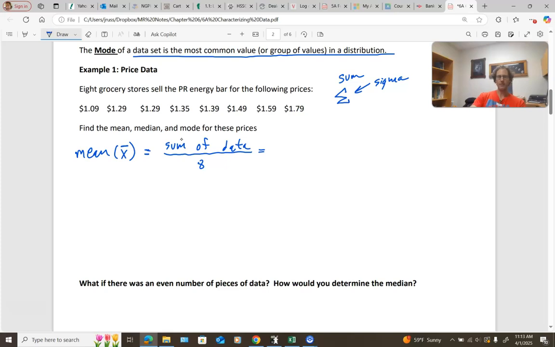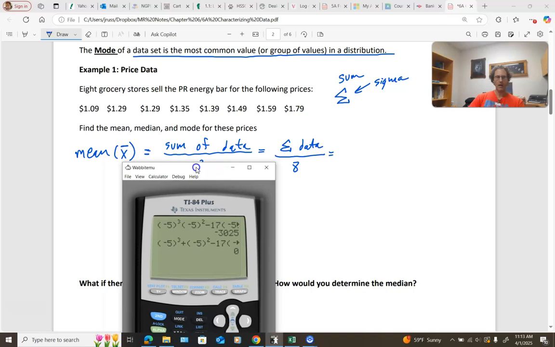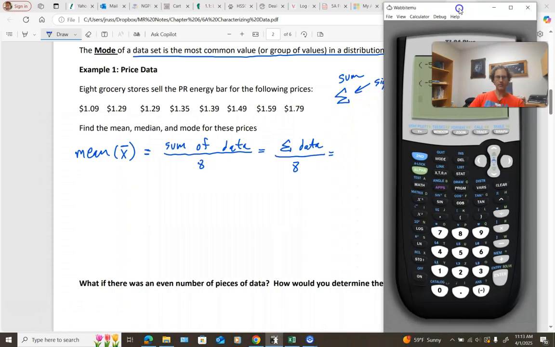Okay, so sometimes you could see it written like this: the letter sigma and then the word data. What this means is the sum of the data, so the sum of all that data divided by 8. And of course, you could just plug this into your calculator. I'm going to show you 2 ways to actually do this.